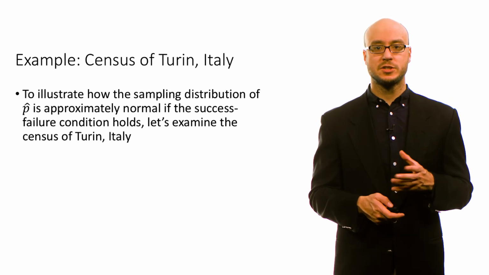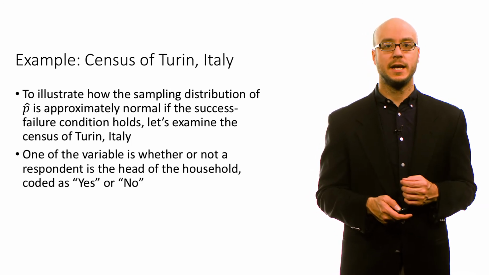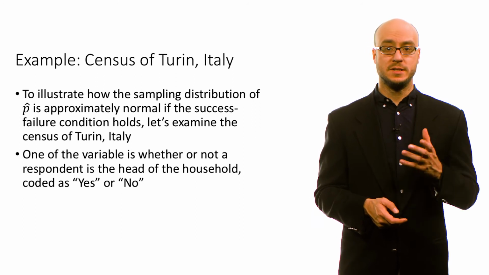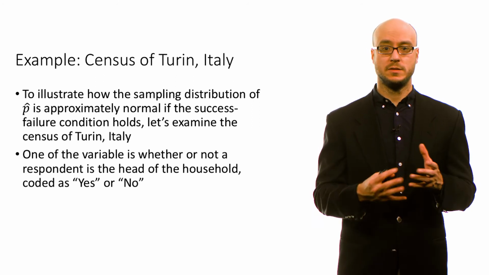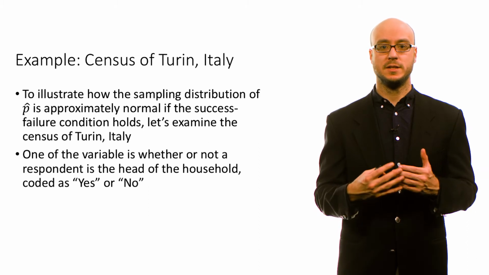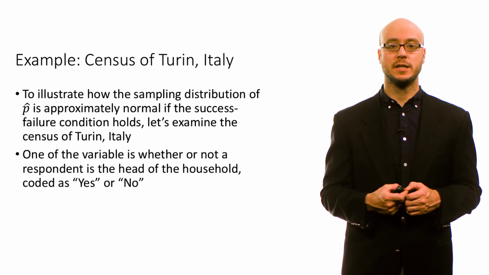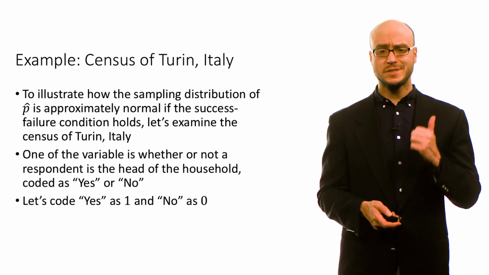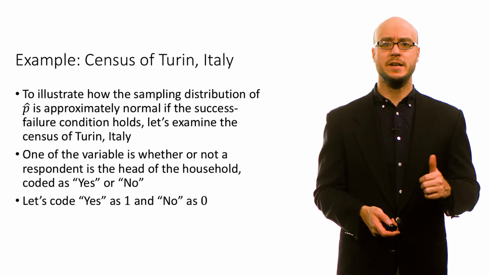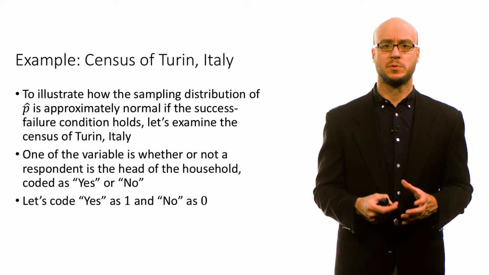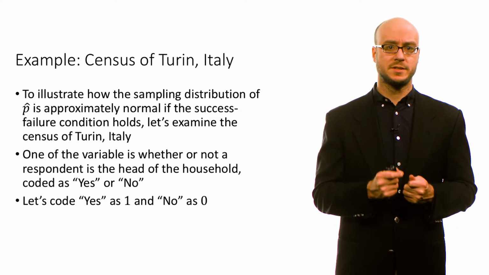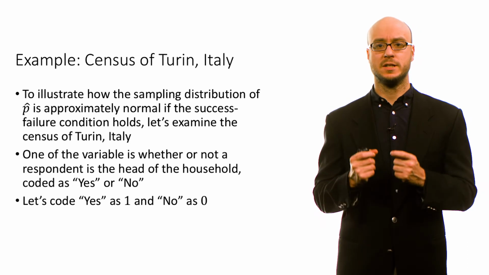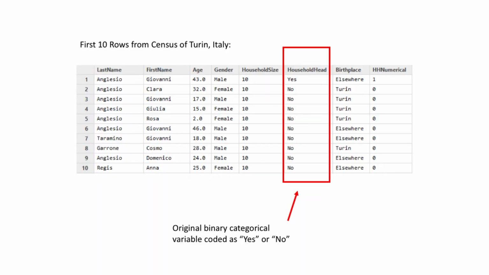So let's look at the census of Turin, Italy. One of the variables is whether or not a respondent is the head of the household. So they went around, they asked everybody in these homes in Turin, Italy, are you the head of the household or not? And people said yes or no. So let's code yes as 1 and no as 0. In this example, we're going to say a success is 1, you're the head of the household. A failure is 0, you're not the head of the household.